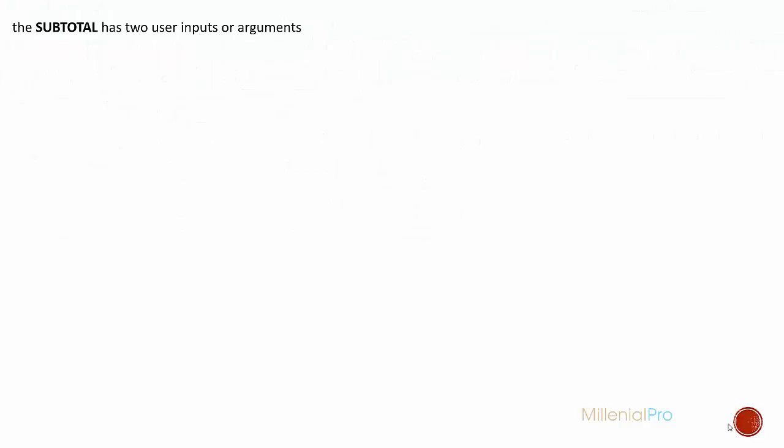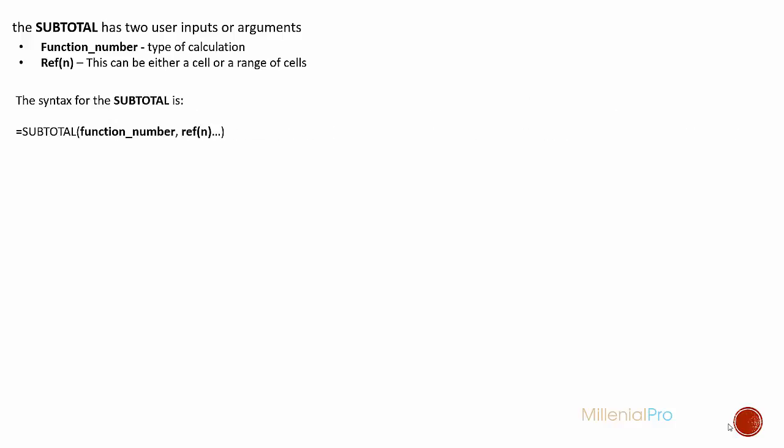Okay, now let's get out of Excel to examine the syntax and elements for the subtotal function. The subtotal has two user inputs or arguments. The first is the function number, otherwise known as the type of calculation. The second is the range of cells to be calculated. So here's the syntax. And here is the formula from our example earlier on.